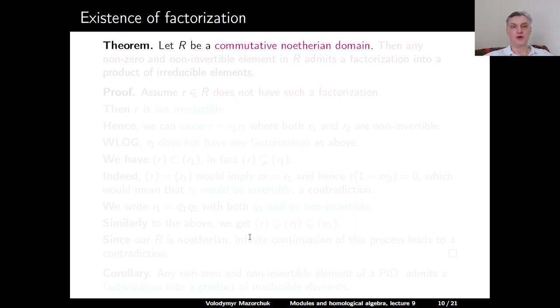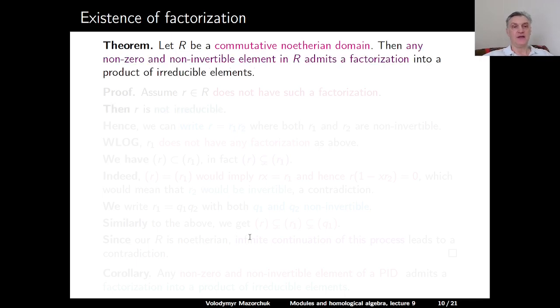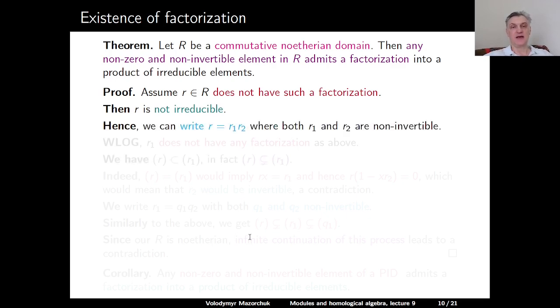Moreover, we even prove more general result for noetherian domains. So let R be a commutative noetherian domain, then any non-zero and non-invertible element in R admits a factorization into a product of irreducible elements. Proof: assume that some element R in R does not have such a factorization, then in particular it's not an irreducible element, and so we can write this element as a product of R1 and R2, where both R1 and R2 are not invertible.